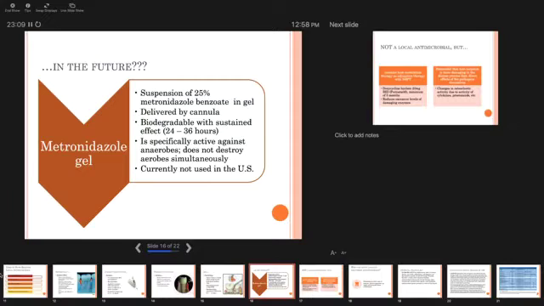It's specifically active against anaerobes, and it does not destroy aerobes simultaneously, right? So it's focusing on those anaerobes, and it's currently not used in the US. So like we've talked about other things like SDF, sometimes these medications and medicaments will begin in one country, and once they have become utilized there and more common, then they will be passed on to other countries and back and forth.